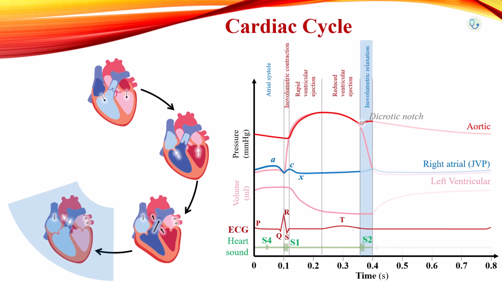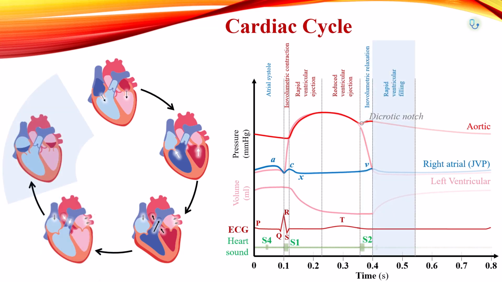The atria are still filling with blood, and the pressure within the atria gradually increases. This can be seen as the V wave in the atrial pressure curve. The volume of blood within the ventricles remains the same until the ventricular pressure is lower than the atrial pressure. When the atrial pressure exceeds the ventricular pressure, the two atrioventricular valves open, and the two ventricles start to fill rapidly with blood from the atria. This phase is called rapid ventricular filling.